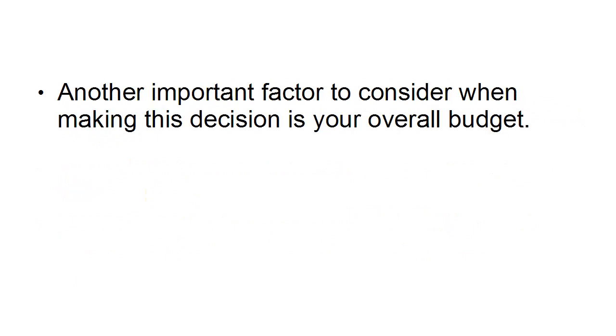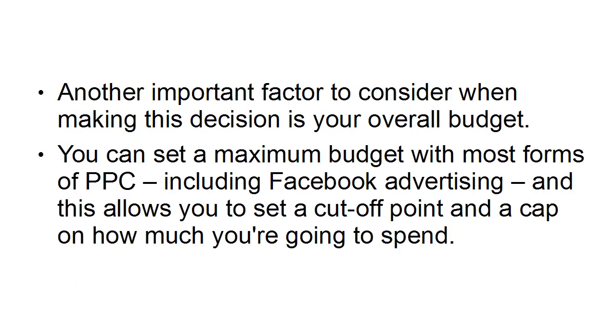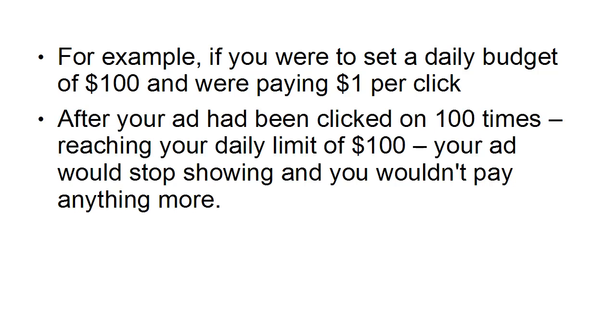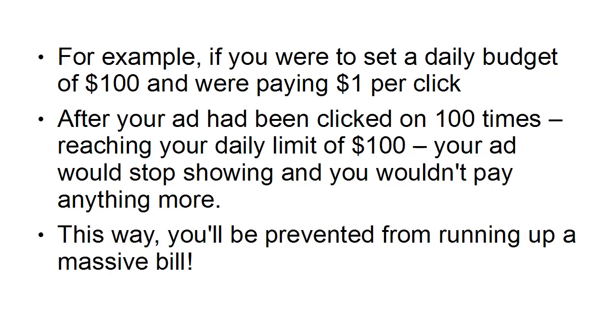Another important factor to consider when making this decision is your overall budget. You can set a maximum budget with most forms of PPC, including Facebook advertising. This allows you to set a cutoff point and a cap on how much you're going to spend. So, for example, if you were to set a daily budget of $100 and you were paying $1 per click, after your ad had been clicked on 100 times, reaching your daily limit of $100, your ad would stop showing and you wouldn't pay anything more. This way, you'll be prevented from running up a massive bill.